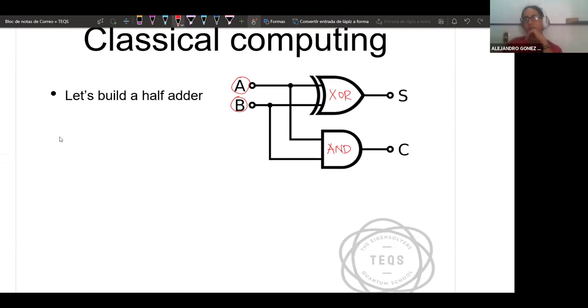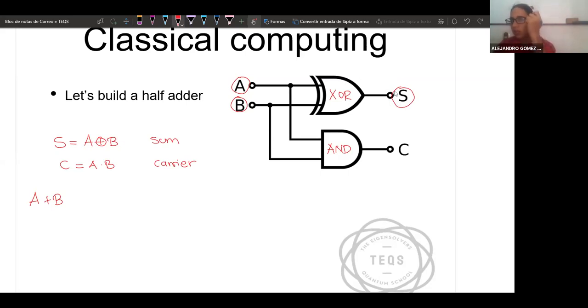This S, the first output, is going to give you A plus B, the addition modulo 2. And C is called the carrier. So this is the sum, and C gives you the multiplication, so it's the carrier. So if you want to add two numbers, like make A plus B, first you perform the addition modulo 2 of those numbers. So if those numbers are both 1, then this is of course going to give you a 0.